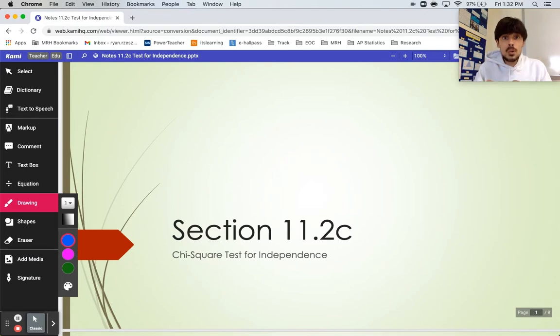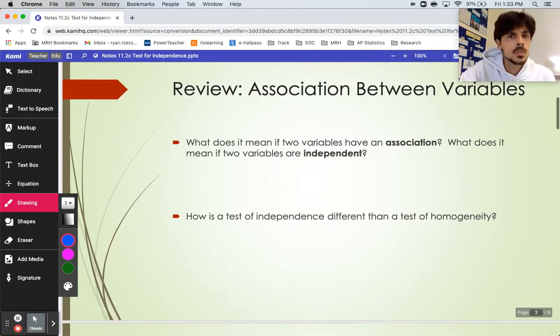So these are very, very similar techniques compared to the last video. In fact, the calculations that we make you do are going to be the same. It's the same calculator command. It's the same p-value stuff. It's all the same in terms of the math. The difference is going to be in what we actually say and do with the information we get mathematically. So let's go ahead and jump in.